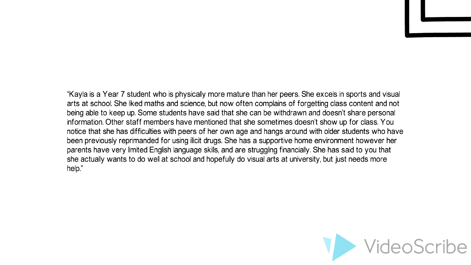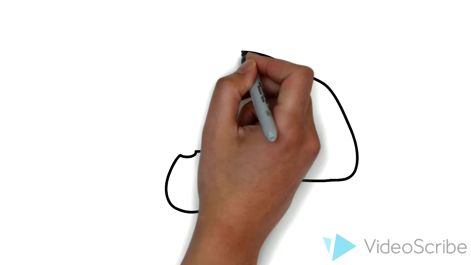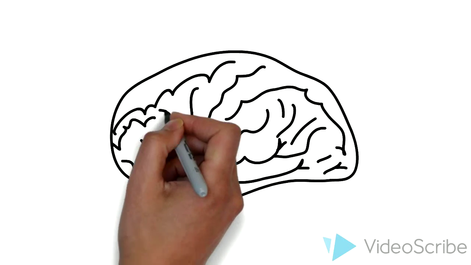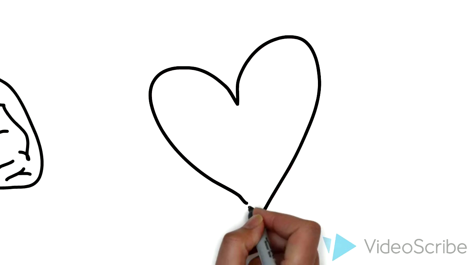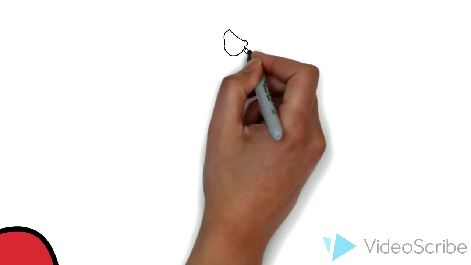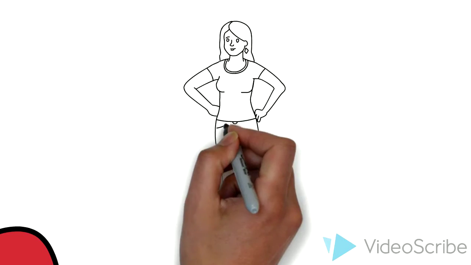Kayla, a Year 7 student, displays a variety of different developmental issues. During this presentation, we will examine two domains of Kayla's development, her cognitive and socio-emotional development, and suggest some strategies teachers can implement to assist Kayla.